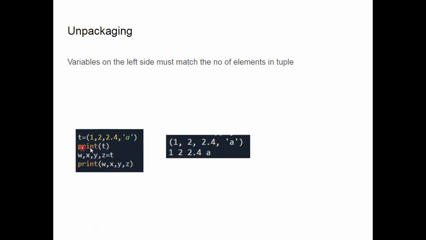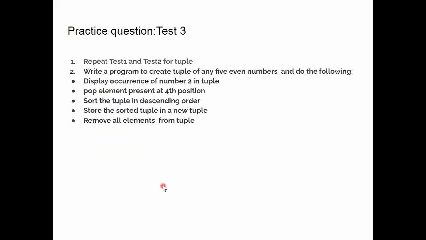Here we print P. P is a tuple, so the elements are packaged. They are enclosed, bounded by the parentheses and separated by commas. But after unpacking, they are separated by spaces, and there is no tuple notation. There are no parentheses.